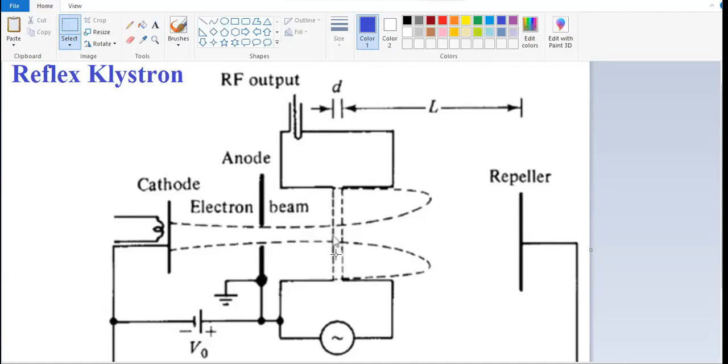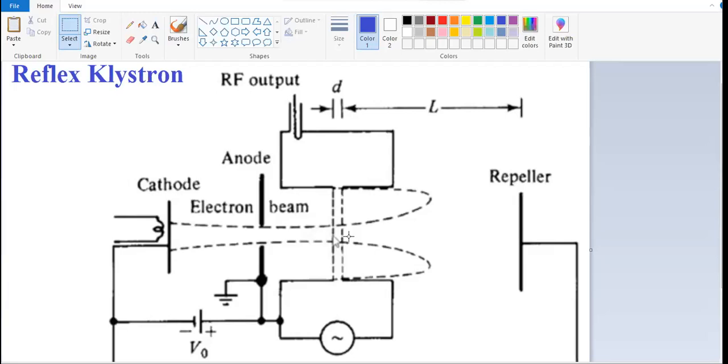Now here, as previous to this, when your signal is at the positive up cycle and negative up cycle, for the electron, velocity modulation takes place. How can velocity modulation take place?